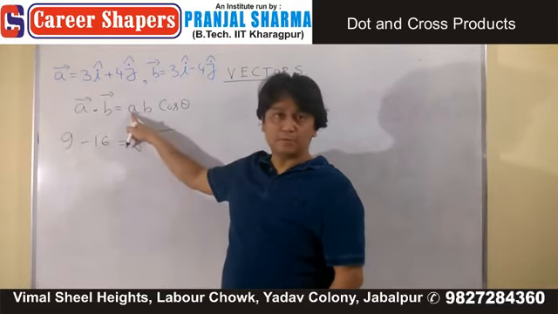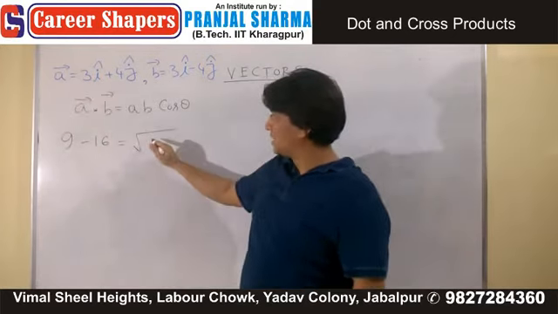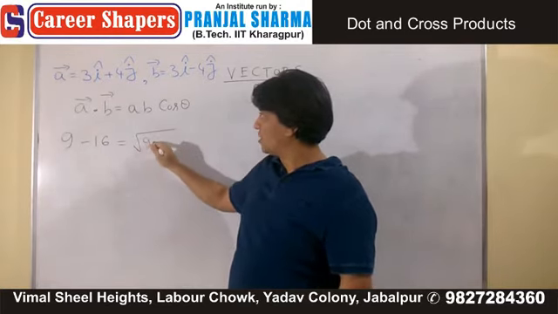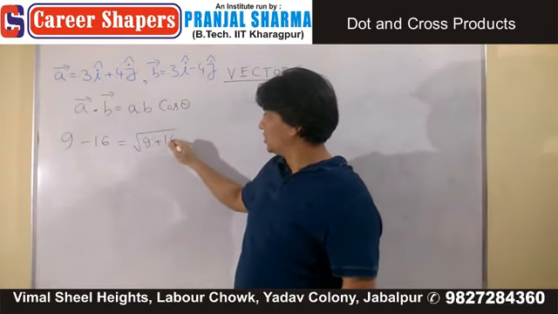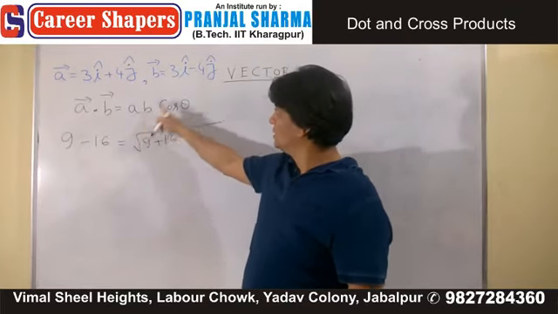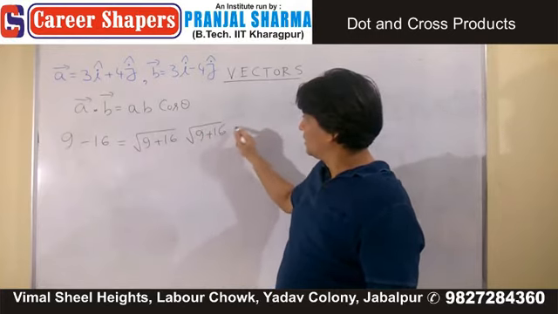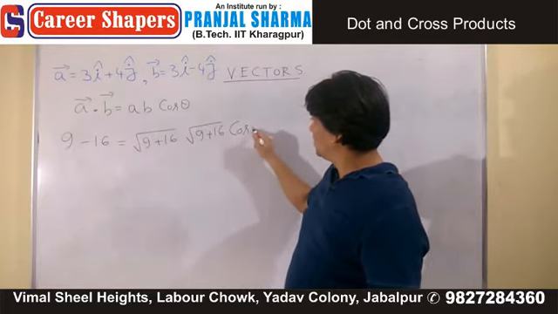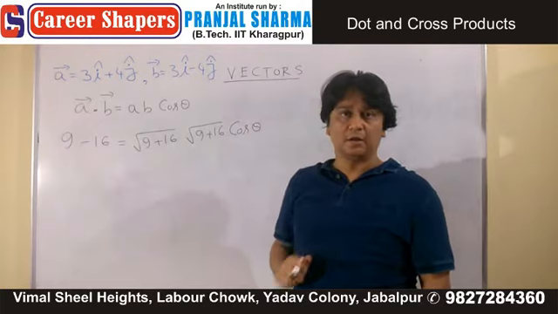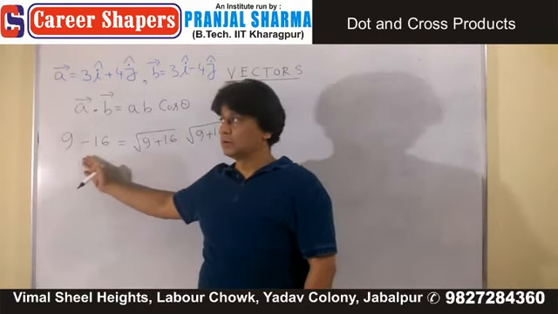Then, how do you find magnitude? This is a vector. How do you find magnitude? Square of i, square of j. How do you find magnitude of vector B? Square of i, square of j, multiplied by cos of theta. In one line, you can answer this question.